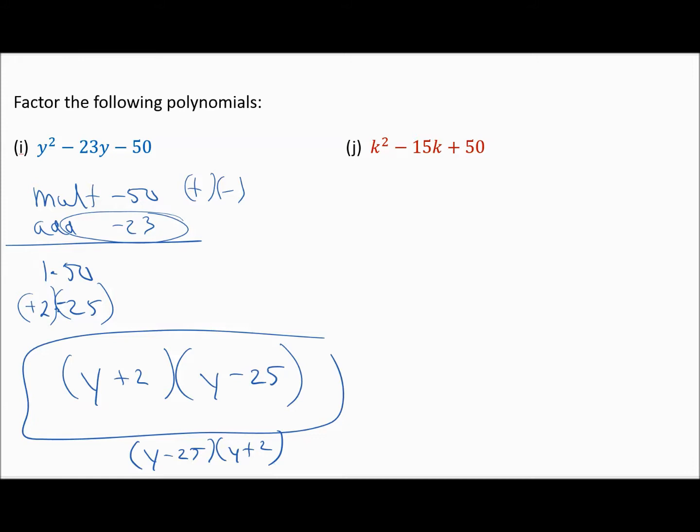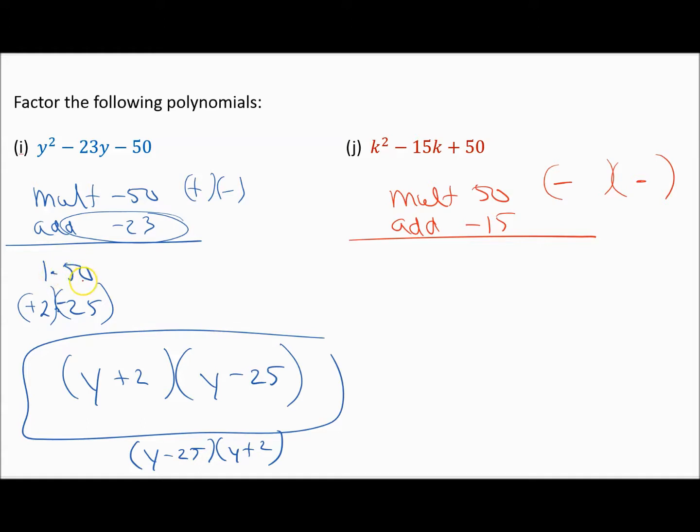All right, next problem. I'd pause and try it. Trying to find numbers that multiply to be 50 and add to be negative 15. Now, to multiply to be a positive 50, we know they're either both positive or both negative, but to add to be a negative number, both of our numbers are going to have to be negative. Okay? So that means we're actually adding the numbers together because they're the same sign.